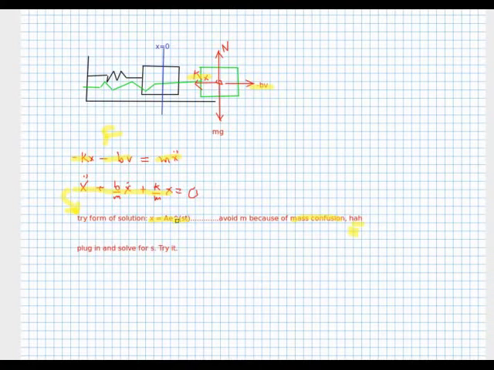This is our form of the solution for x. Plug that into this equation and try to solve it for values of s. Go ahead and try it out. So pause the video, try it out, and then once you've got your answer, start watching again.